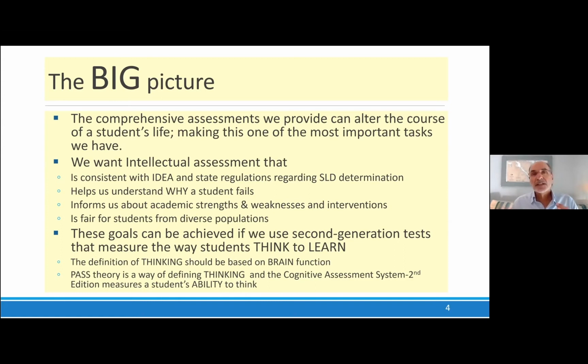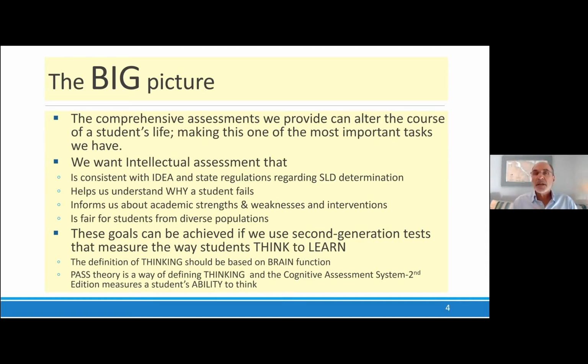And if you think about particularly the intellectual assessment part of a comprehensive assessment, because obviously comprehensive means you look at personality and social issues and background and on and on, we're just going to focus on the intellectual part. What do we really want from that intellectual part? Well, we want it to be consistent with IDEA. So, for example, IDEA defines a learning disability as a disorder in one or more basic psychological processes. Well, that means you should measure those. That means you should use a test that actually is designed to measure basic psychological processes.